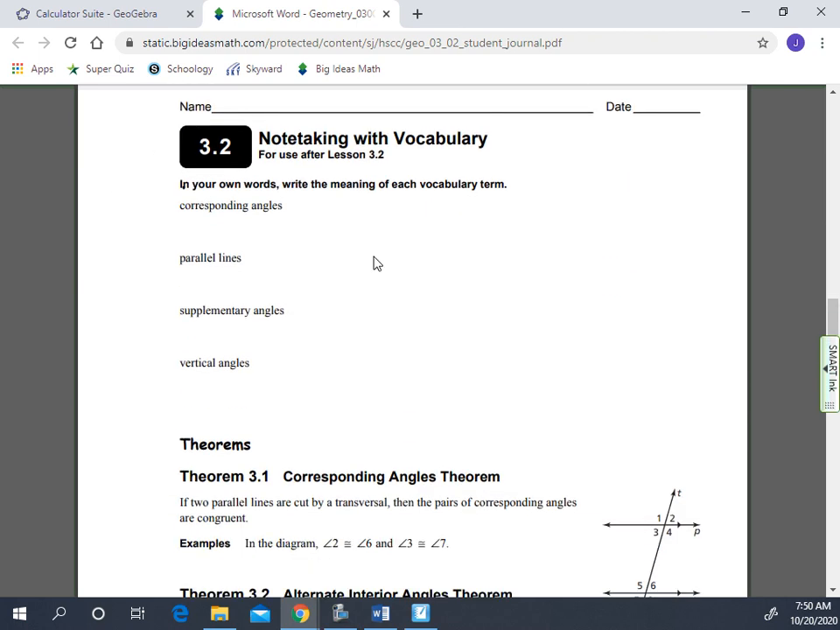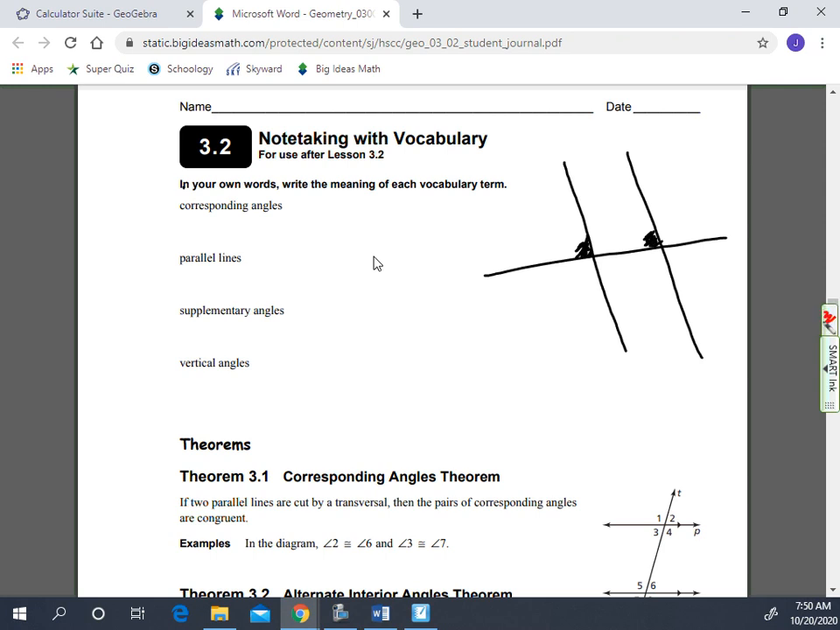In your own words, write the meaning of each vocabulary term. I like to draw pictures. Take corresponding angles. I have 2 parallel lines, 1 transversal. I might shade this angle and this angle. Those are corresponding angles.